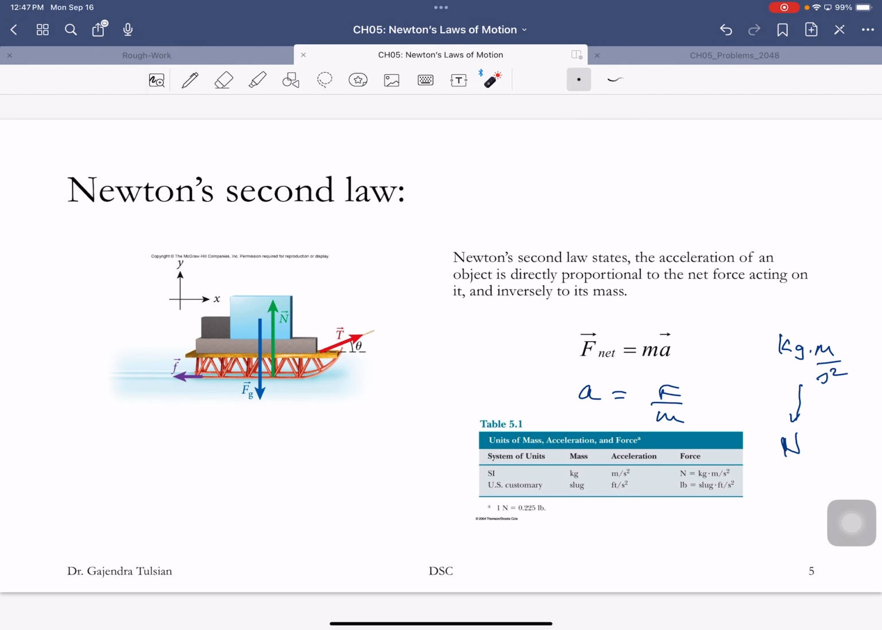So going back to this equation, when the mass is 1 kg and the acceleration is 1 meter per second squared, the force acting on an object is 1 Newton.